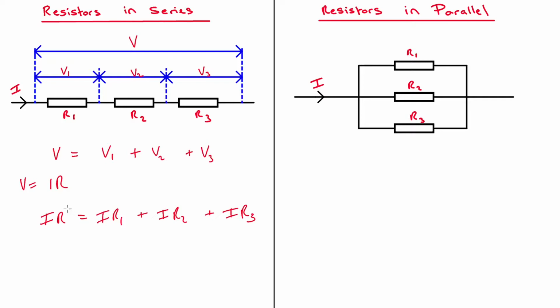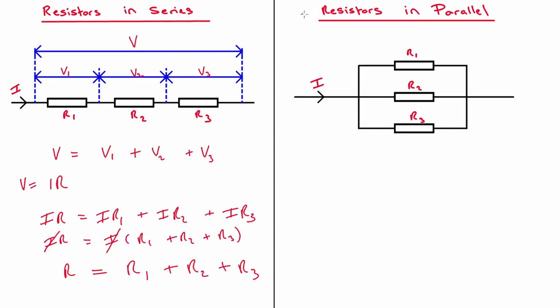And because the current in each resistor is the same, we can factorize this, cancel the current, and so the total resistance R will equal the sum of the resistances that are connected in series. If we'd got a fourth resistor R4 here, we'd have plus R4 on and so on. So when resistors are connected in series, in order to calculate the overall effective resistance of that circuit, all you need to do is add together the individual resistances.